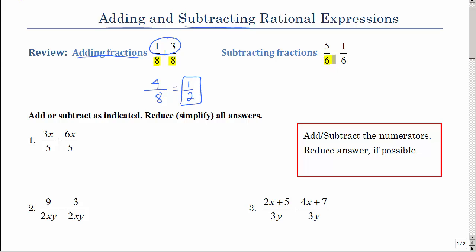Subtraction, the same thing. You must have the same denominator. You keep the denominator and then you subtract the numerators. And then, and only then, at the last you ask yourself, can you reduce it? And you can. So again, if you have the same denominator, you want to add or subtract the numerators and then reduce if possible. So this lesson is going to start out pretty easy.